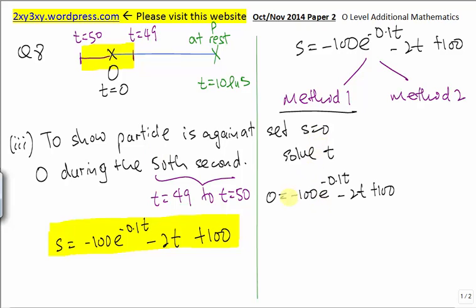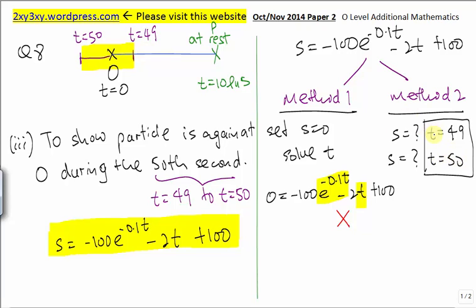If we set s to be 0, then we will get this expression. But we have a problem solving this equation because the variable t is at the power of the exponential and the variable t appears here. And because we don't know how to solve this equation, we cannot use this method to solve this problem. Another possible method will be we can find the displacement from O when t equal to 49 and the displacement from O when t equal to 50. With this, we can tell whether the particle did in fact pass through the point O or not. Let's try to solve this problem using this method.